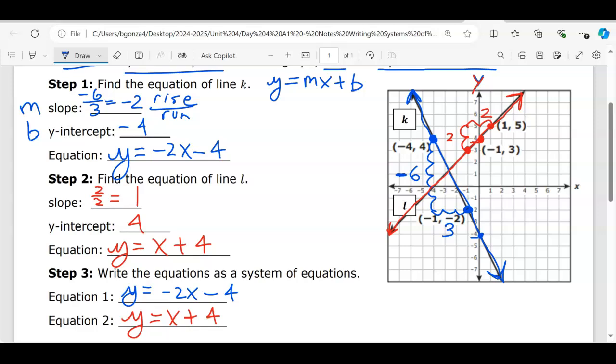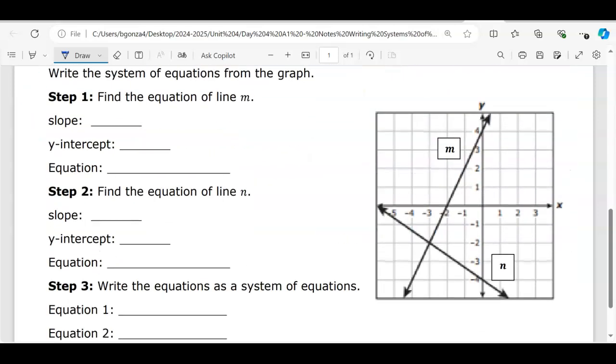All right, next one. A little bit faster here, same idea. Line M. Here we go. Line M. I'm going to draw over it. Now, notice, does everyone see there's not points? Like, there's not selected points on this line? You will need to select the points. Just remember, they need to be on the grid.